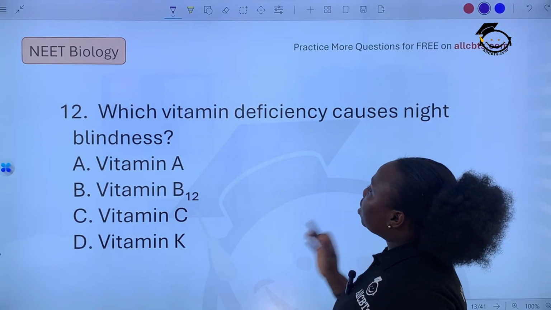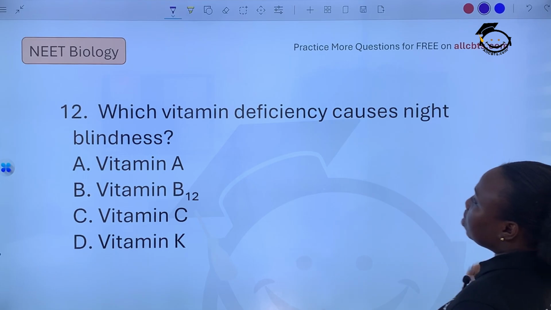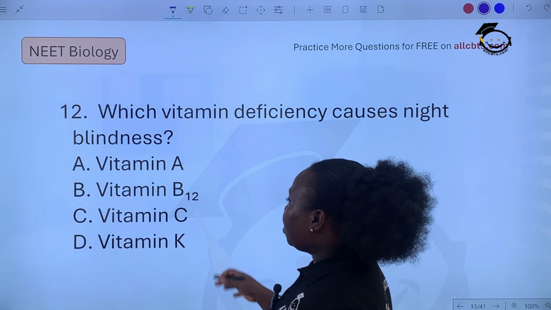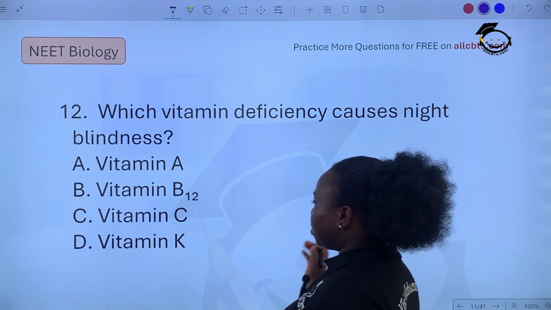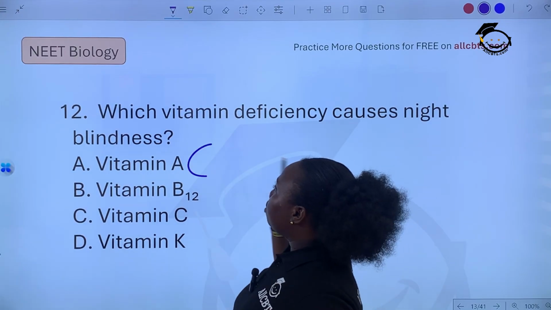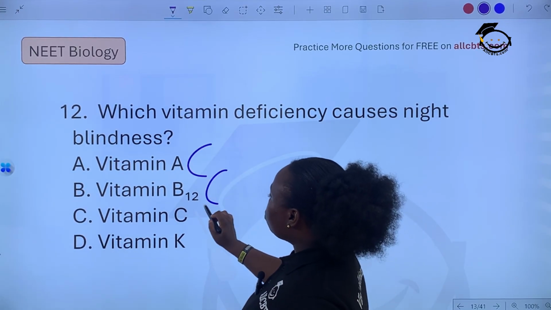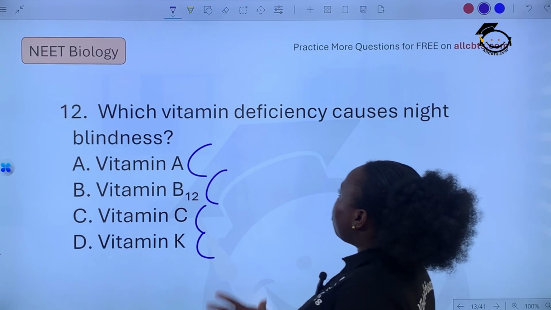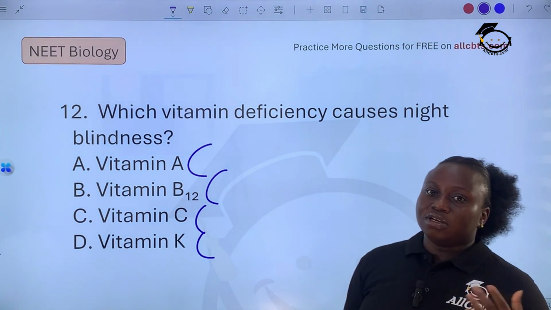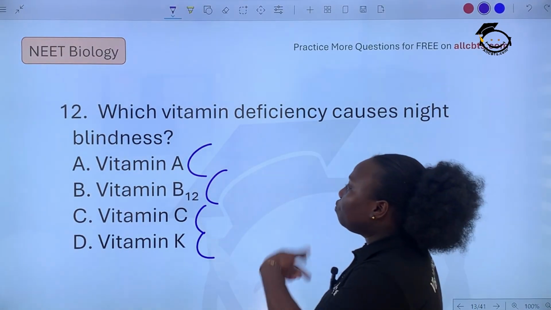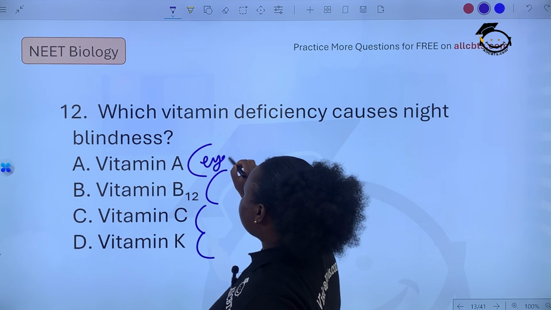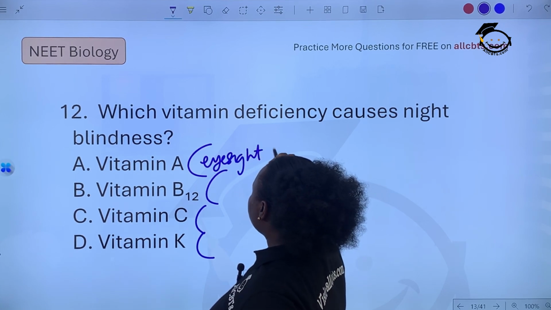Number 12, which vitamin deficiency causes night blindness? A, vitamin A, B, vitamin B12, C, vitamin C, D, vitamin K. Now for vitamin A, you have to know the use of these particular vitamins to know the deficiency, because if you don't know the use, you cannot know the deficiency. Now what is the use of vitamin A? Vitamin A is used for eyesight and immunity.